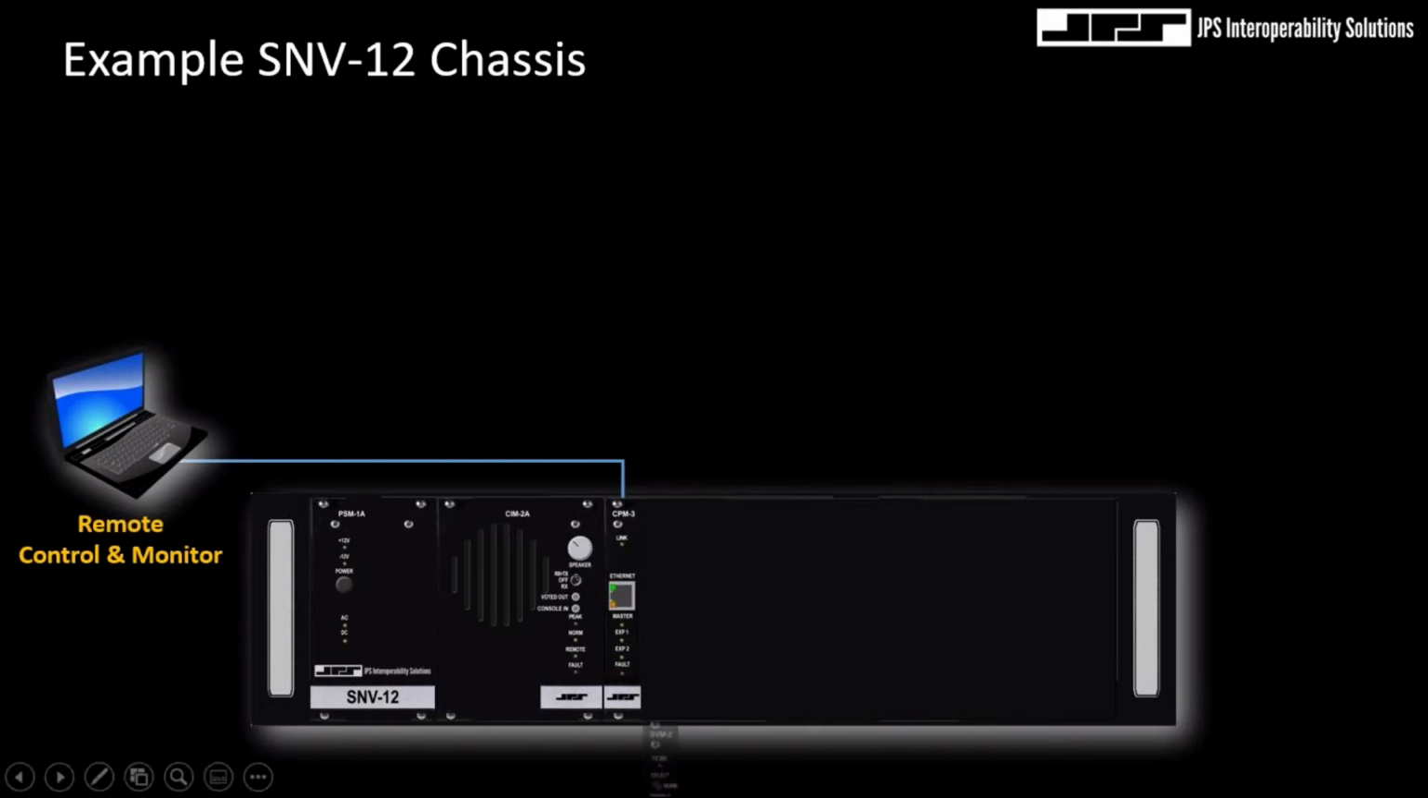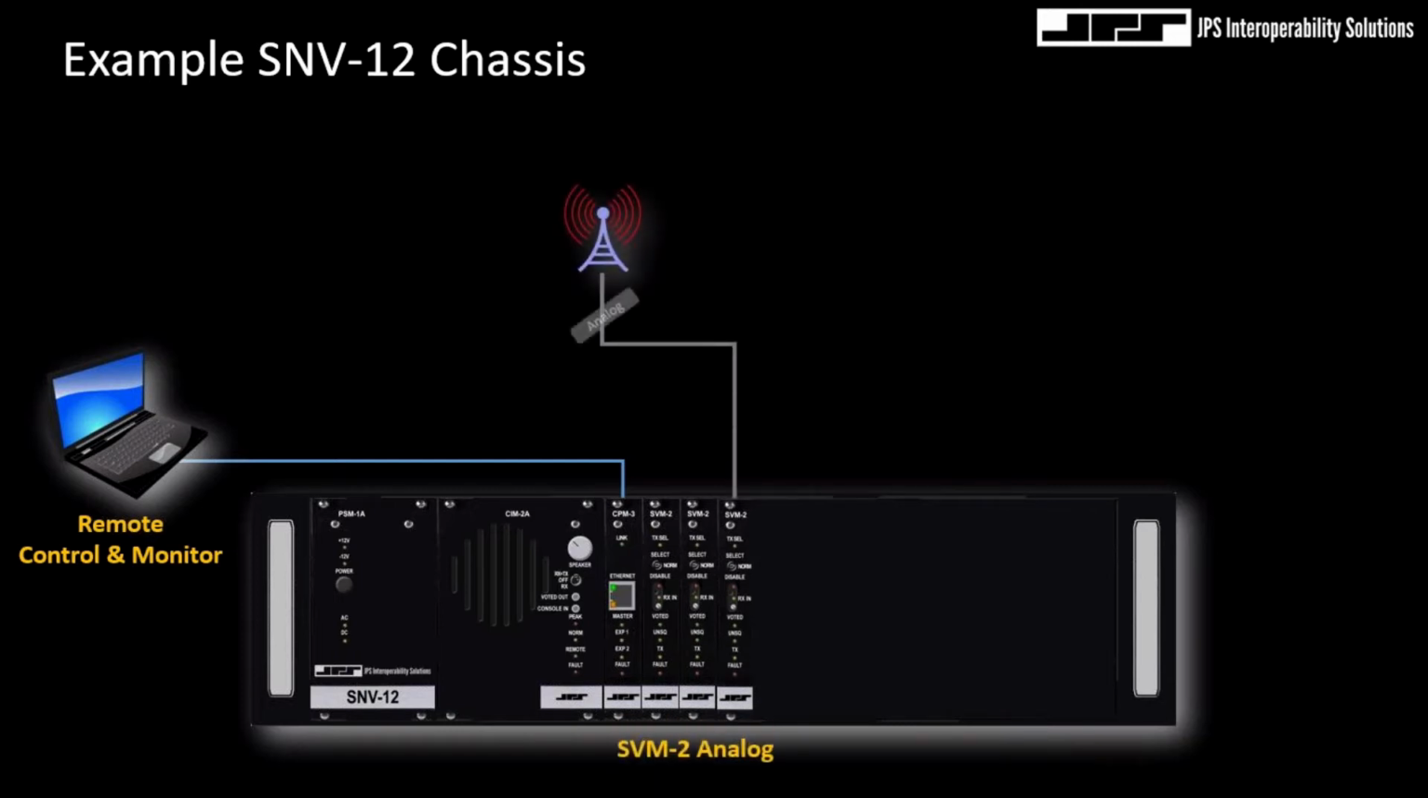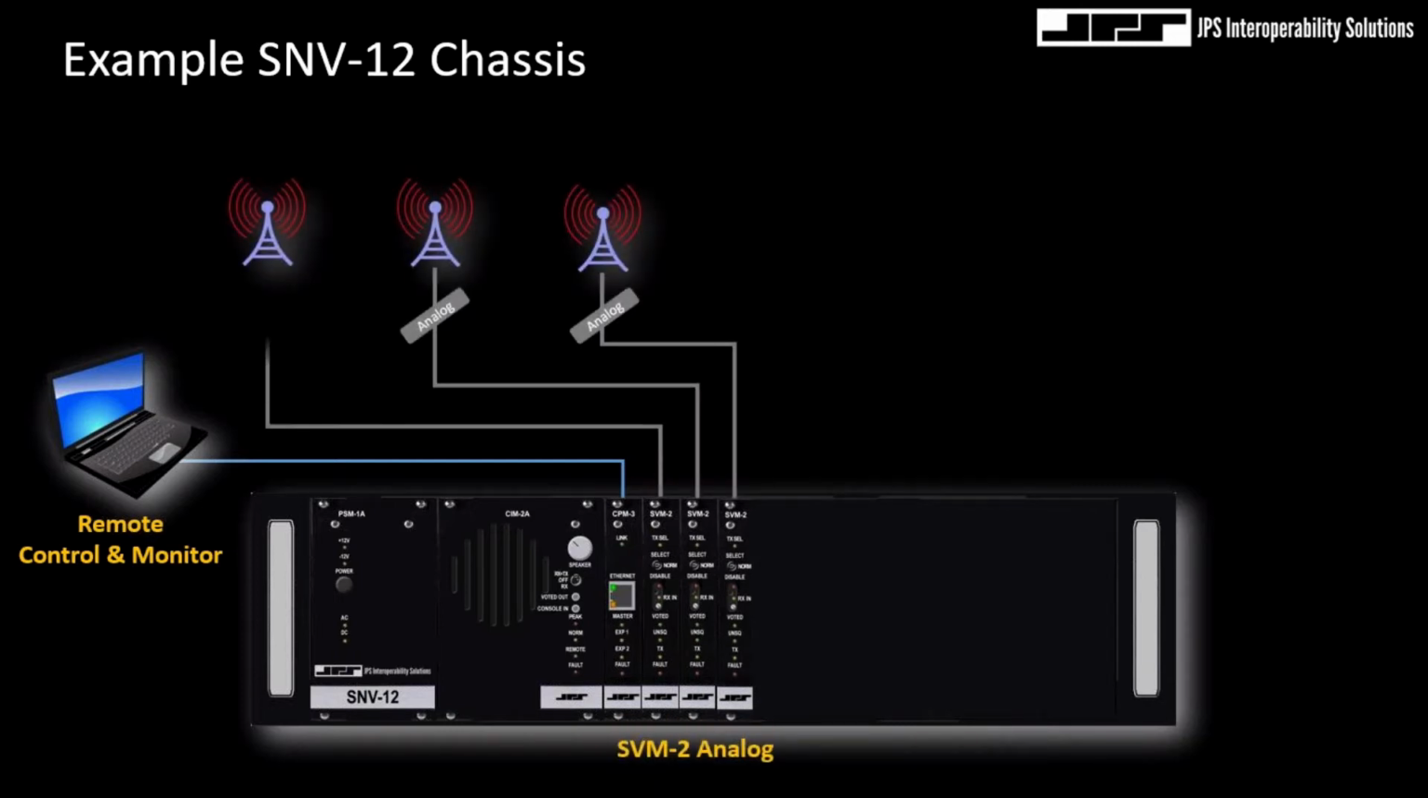So we can also go ahead and add our SVM2 site voter modules, and these modules will interact with the remote receiver sites, shuttling receive and transmit audio back and forth between the remote site and the head end voter. And so for our example, we'll just add 3 SVM2 analog site voter modules to support the single receiver transmitter sites using lease lines, radio tie lines, T1 microwave, or even RF links.